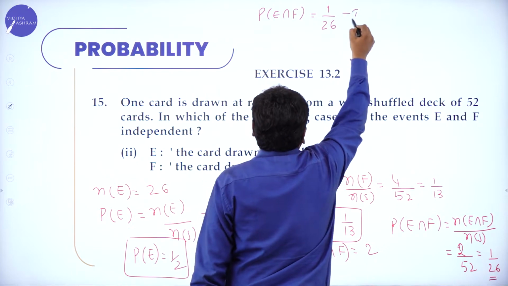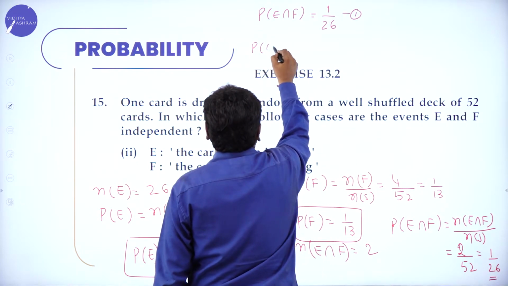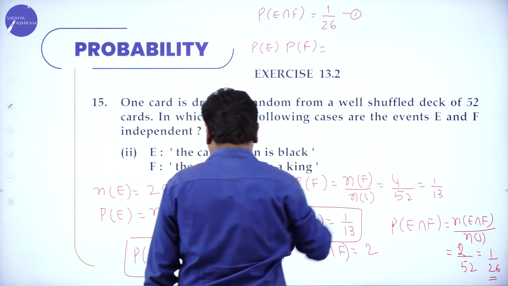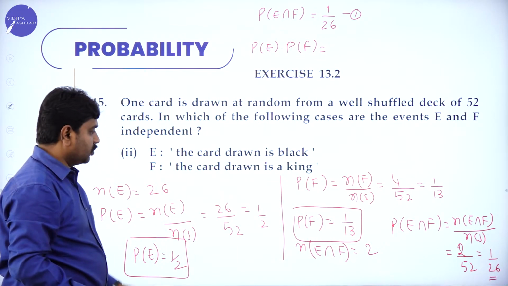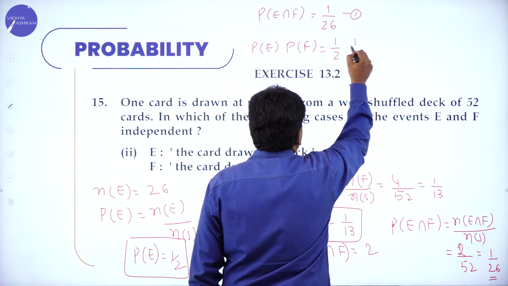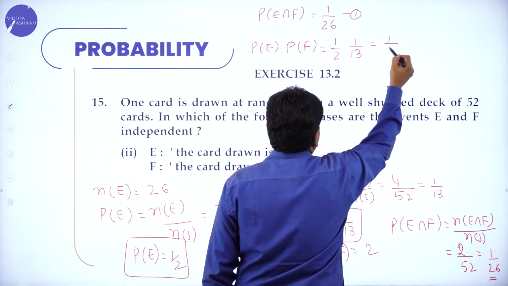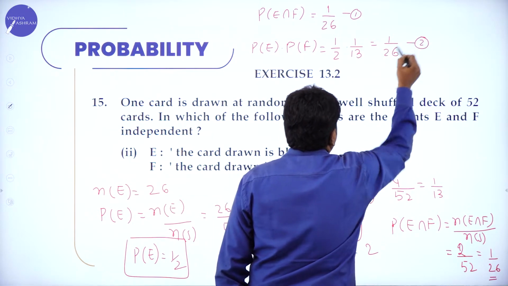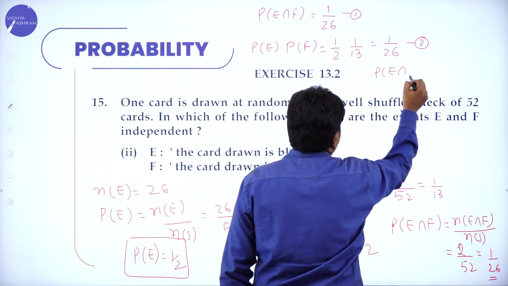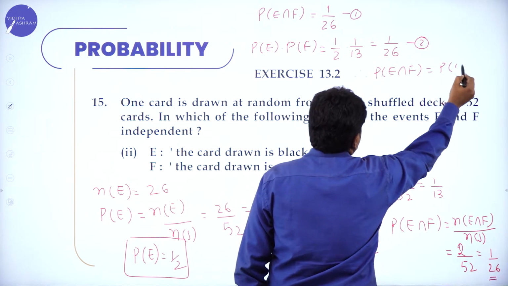Call it as 1. Now find P of E into P of F. P of E, what is P of E we got? P of E is 1 by 2. P of F is what? 1 by 13. 1 by 2 into 1 by 13, if you multiply, it will be 1 by 26. Call it as 2. Therefore, from 1 and 2, P of E intersection F is exactly what? P of E into P of F.